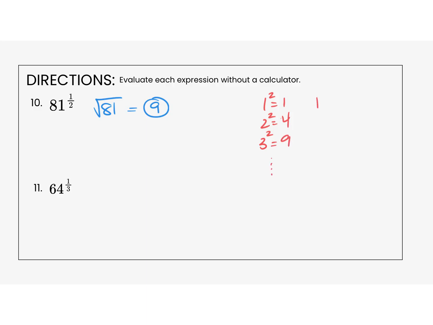You may also want to think about to the third power. And if you were to just write these on your paper, that might help you going forward. Okay? So 64 to the 1/3, that means the cube root of 64. So what number times itself 3 times is 64? That is 4.